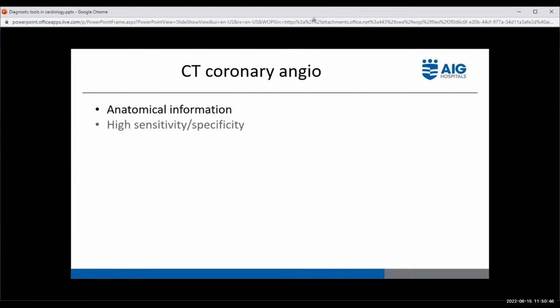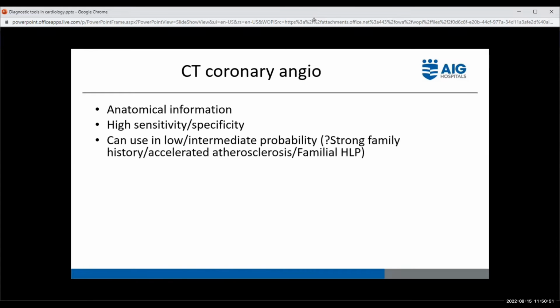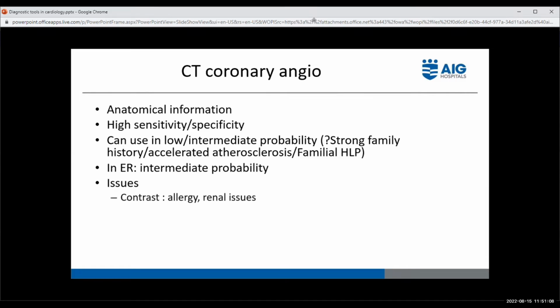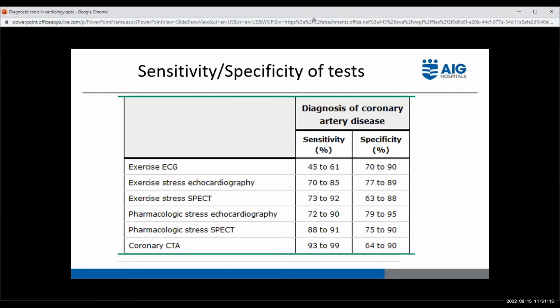So CT coronary angio will reveal anatomical information, with high sensitivity and specificity. It can be used in low to intermediate probability, even in those who have a strong family history, accelerated atherosclerosis, and familial hyperlipidemia. In emergency intermediate probability cases, the issues are contrast, allergy, renal issues, radiation, and heart rate control; a regular heart rate is needed. And this is the sensitivity and specificity of our diagnostic tools, like the TMT treadmill test.